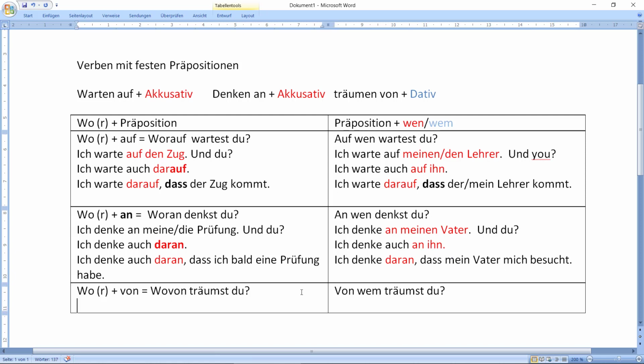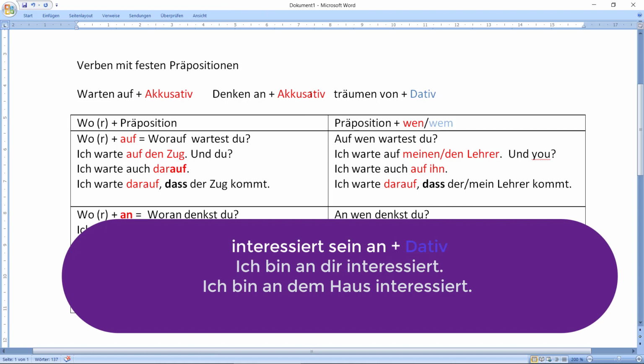Next verb is träumen von. Wovon träumst du? So, let's mark them red. This is also red. It is not always red. It could be also dative, but in this case, denken an plus Akkusativ. We have also interessiert sein an plus Dativ. So you have to make a list and learn them.